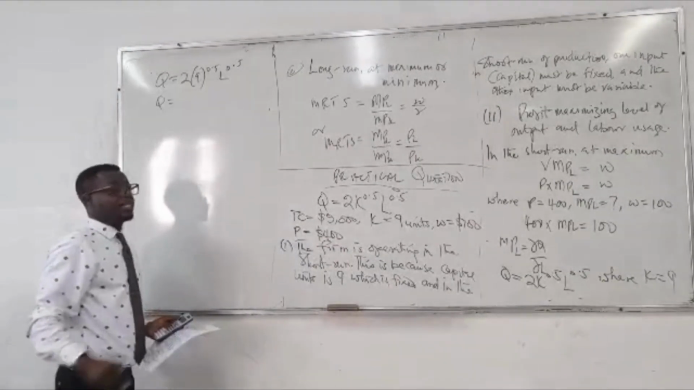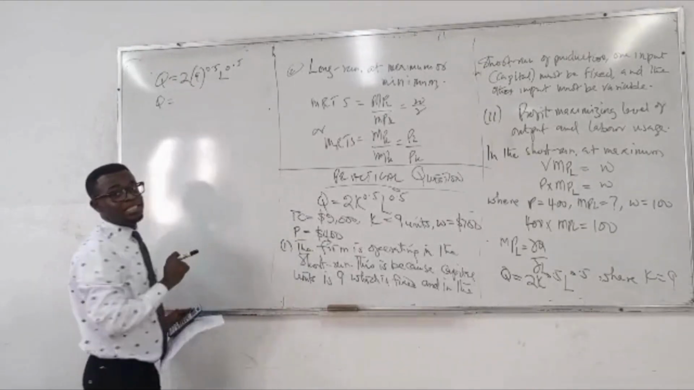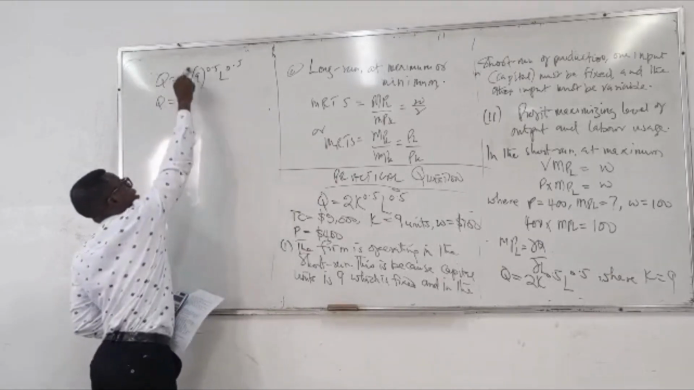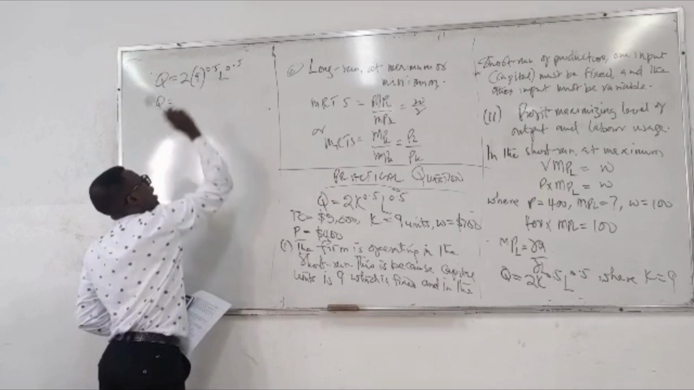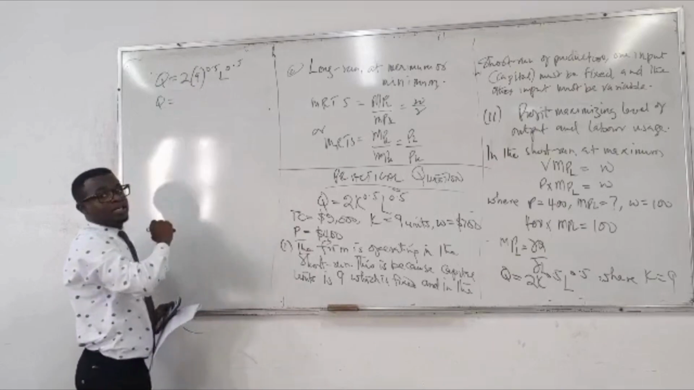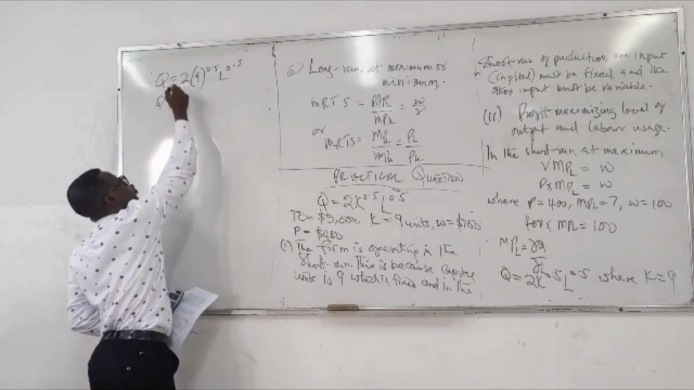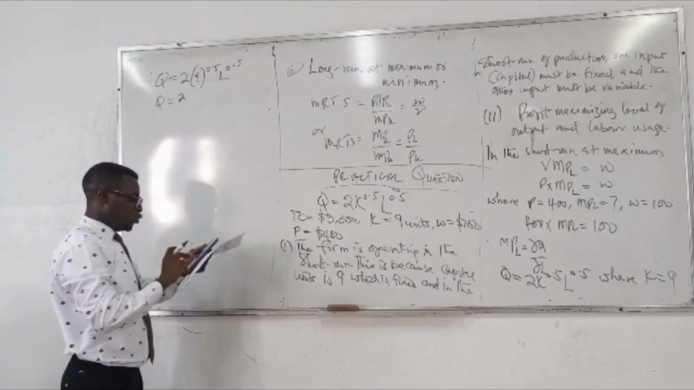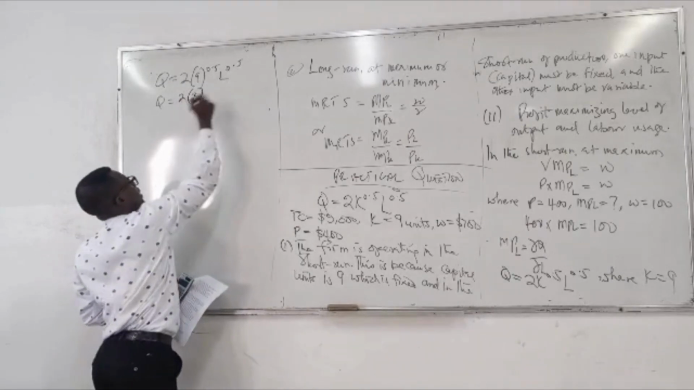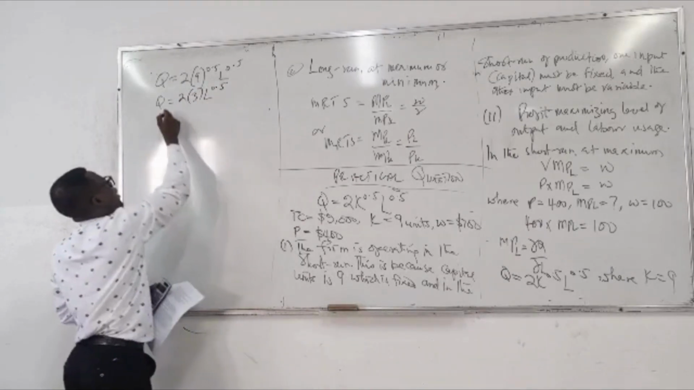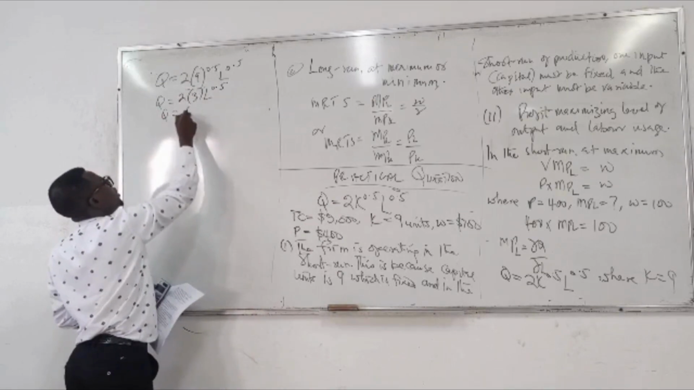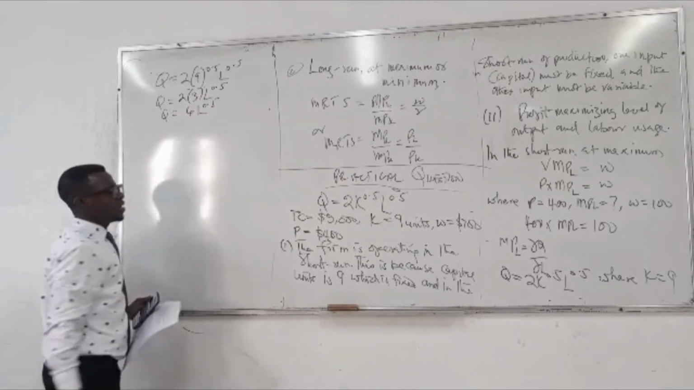Now, we should pay attention here. Don't multiply the 2 by the 9 to get 18 and raise it to 0.5. No. The 2 has its own exponent, which is 1, 9 has an exponent of 0.5, and L has an exponent of 0.5. So we don't multiply 2 and 9 together. You repeat your 2, and find 9 to the exponent 0.5, which gives us 3. Then L^0.5. Now you can multiply 2 and 3 together because they both have the same exponent, 1. So 2 times 3 is 6, L^0.5.